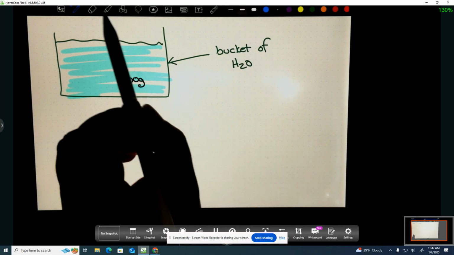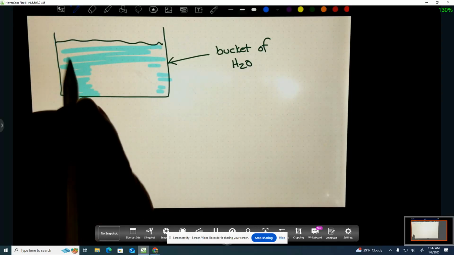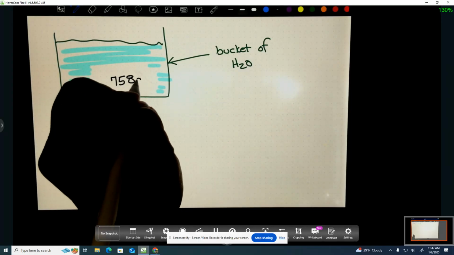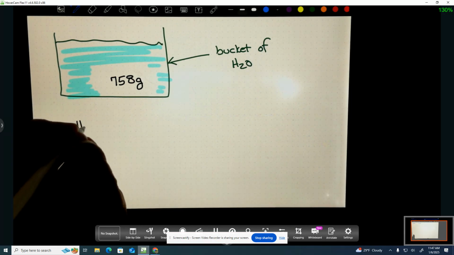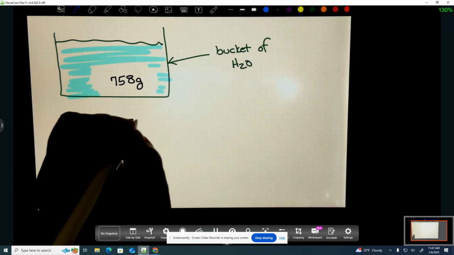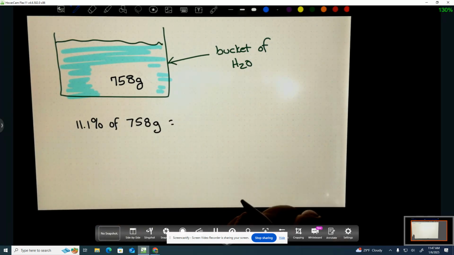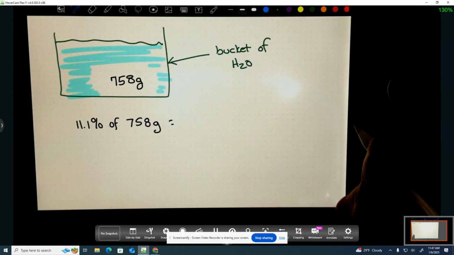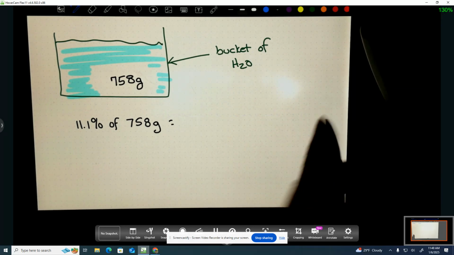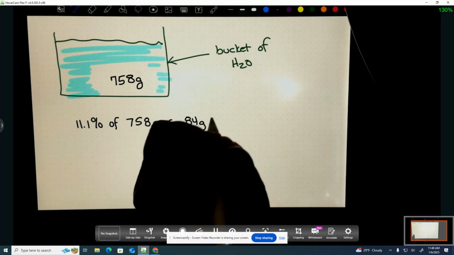If I had another number that's not a nice easy number like this, let's say 758 grams of water in that bucket, how much of that is going to be hydrogen? What is 11.1% of 758 grams? Since I just made that up, I don't know it off the top of my head. I need a calculator that actually works. Is it 84? 84 grams is going to be hydrogen.